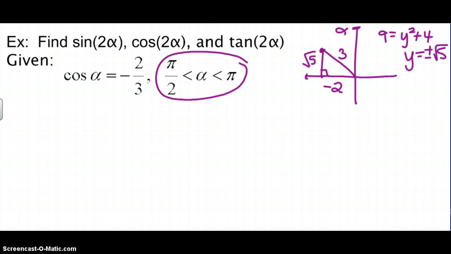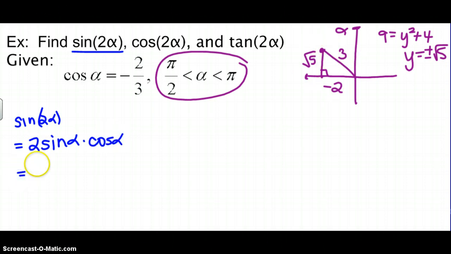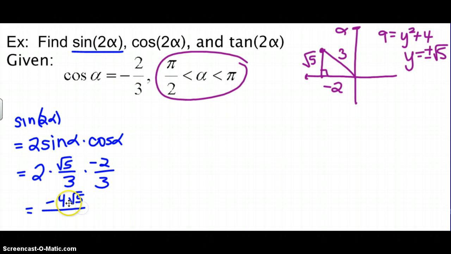Now I'm going to use the formulas from our first slide. I'm going to start with sine of 2 alpha, just because it's listed first. I know that the sine of 2 alpha is going to be equal to 2 times the sine of alpha times the cosine of alpha. So using what I have in this triangle, that's going to be 2 times root 5 over 3, times the cosine, which is negative 2/3. So 2 times negative 2 is negative 4 root 5. 3 times 3 is 9. That is the sine of twice this angle. If I were to take this angle and double it, it would make sense that my sine value would end up being negative.